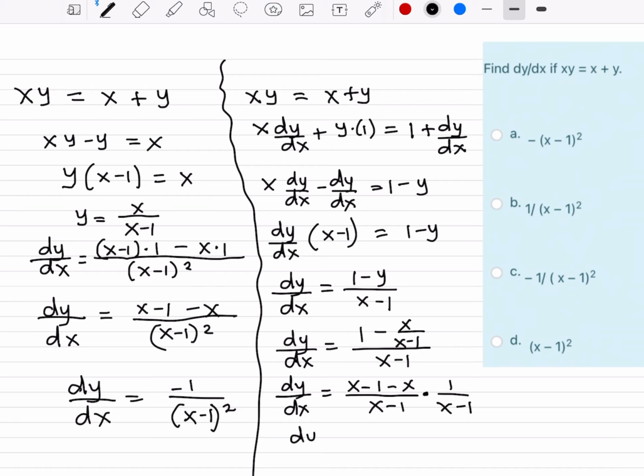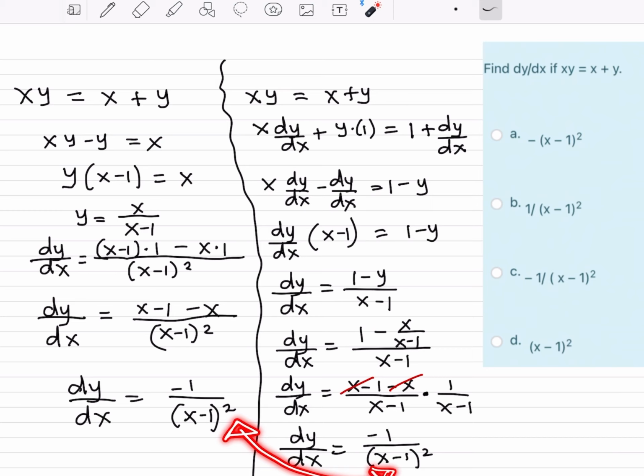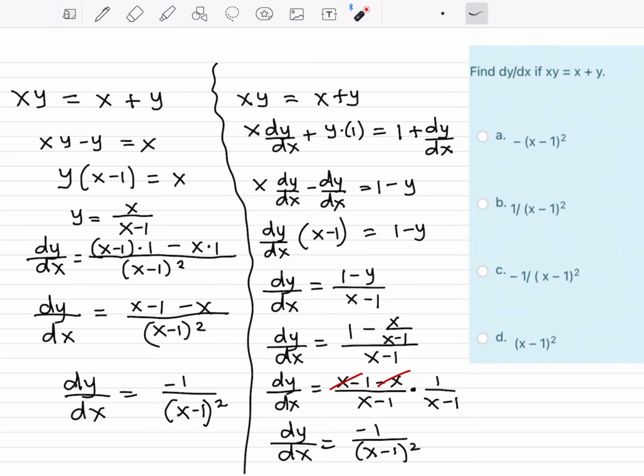So when simplified further, then dy over dx is equal to, what happens with x and negative x? They will cancel out, and then negative 1 times 1 is negative 1 all over x minus 1 times x minus 1 is x minus 1 squared. Okay, and that gives the same answer as the previous. So there is a correct answer among the options, and that is letter C. I hope that is clear. Okay, thank you.